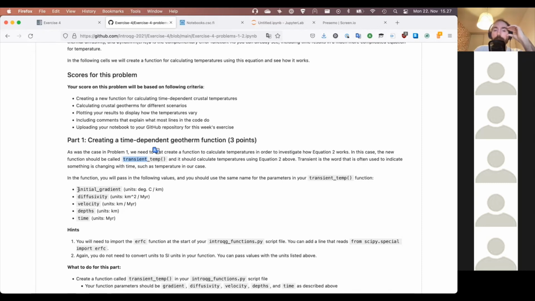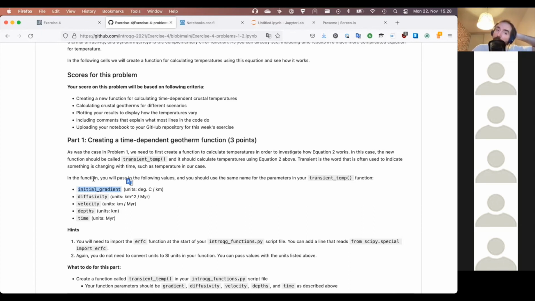Just as a reminder, the initial gradient in this case is the temperature gradient from the top to the bottom of the model at the start, so at time 0. And then time here would be given in millions of years, so 5 million years later, for instance, is where you would calculate what the temperature would be.